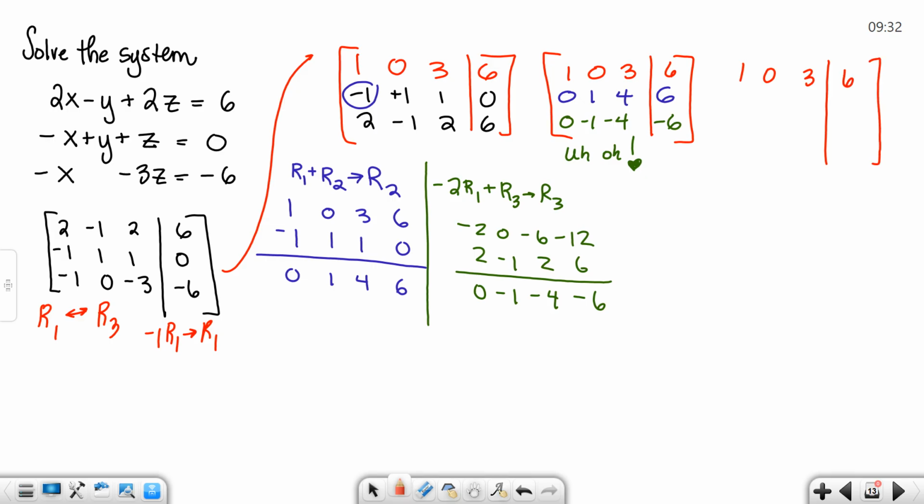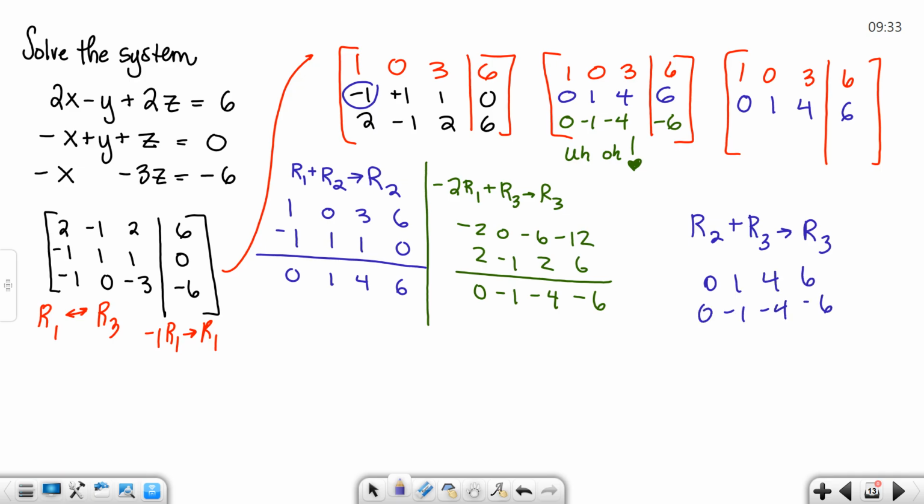I am going to leave the top row alone. I'm going to rewrite it. But if I look at the blue and the green rows, I can say row 2, sorry, row 2 plus row 3 would give me a new row 3. I'm going to leave the blue one alone. So row 2 looks like this, and row 3 looks like this. And when I add them up, I get this.